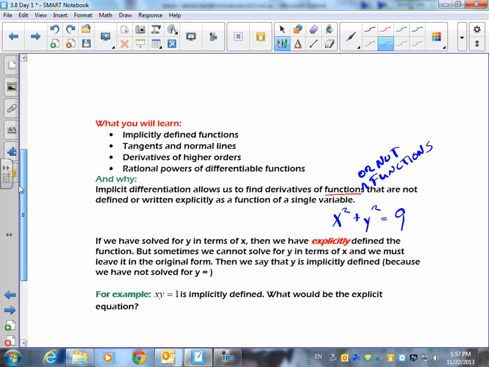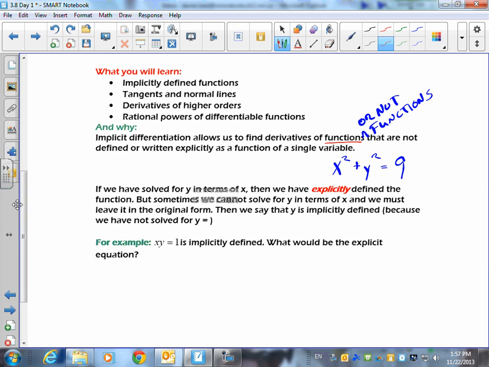Here's what we're going to go through today. We're going to talk briefly about implicitly defined functions. We're going to define them, and I'm going to show you what they look like. I'm going to show you the positives and negatives of them. We're probably not going to get to tangents and normals today. We're really probably only going to get to that one, but if we get to the other stuff, it's a bonus, and we might end up actually doing that on Monday.